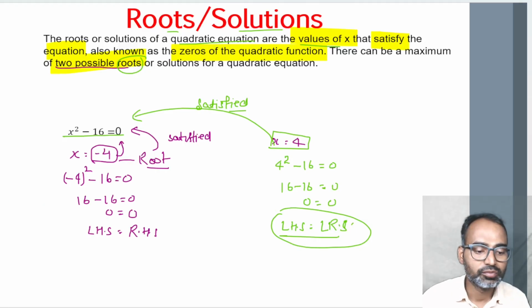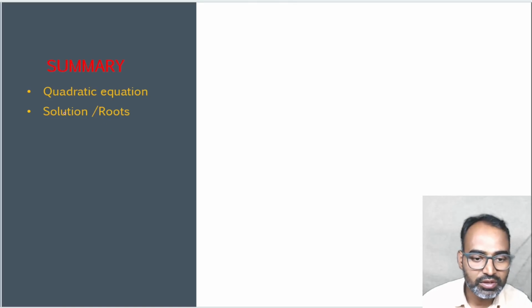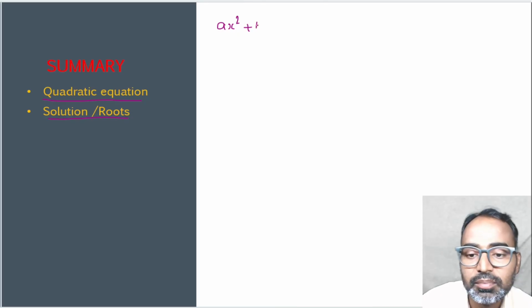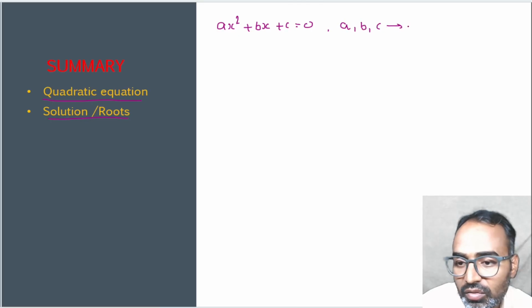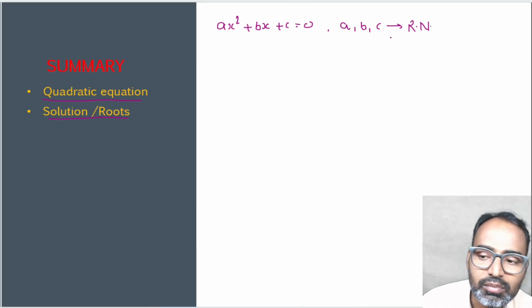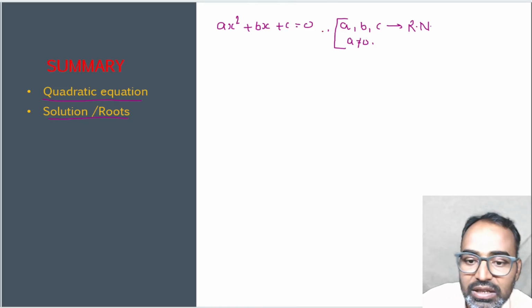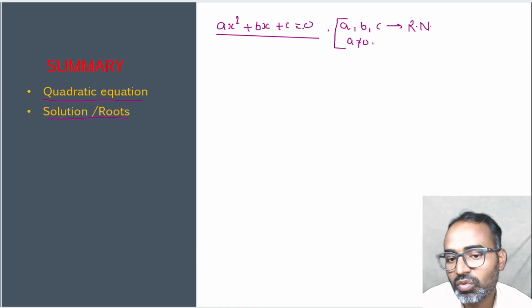Nice. Now, I would like to summarize our lecture. What we learn here. First, we learn quadratic equation, and then we learn root or solution. The standard form of quadratic equation is ax square plus bx plus c is equals to 0, where a, b and c will be real numbers. Real number means that may be rational or irrational, and a should not be equals to 0. If these two conditions are satisfied simultaneously, then we can say the given quadratic polynomial is a quadratic equation.